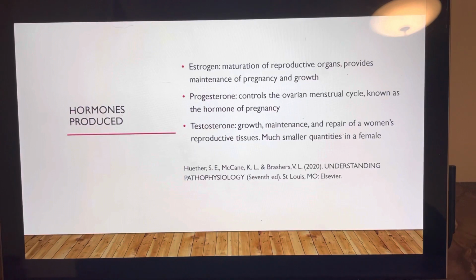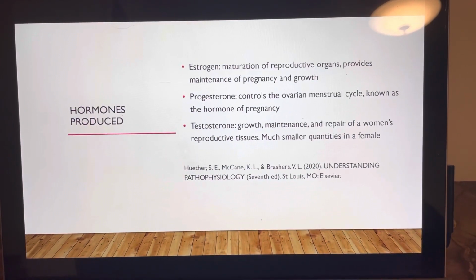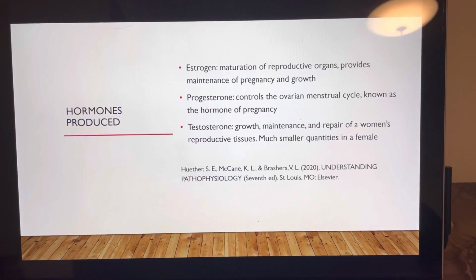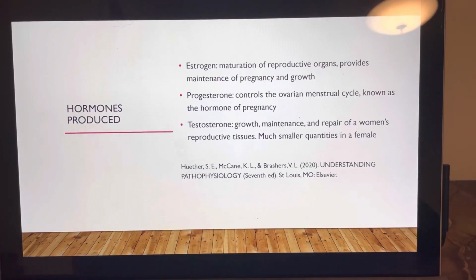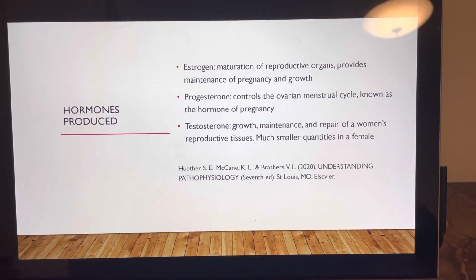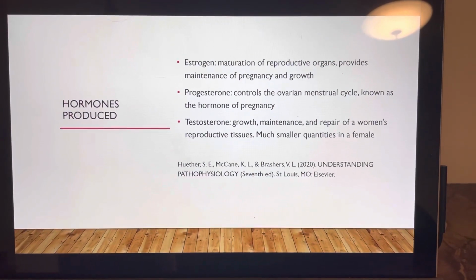And testosterone. Testosterone is known for growth, maintenance, and the repair of a woman's reproductive tissues, but there are much smaller quantities of testosterone in a female than in a male.